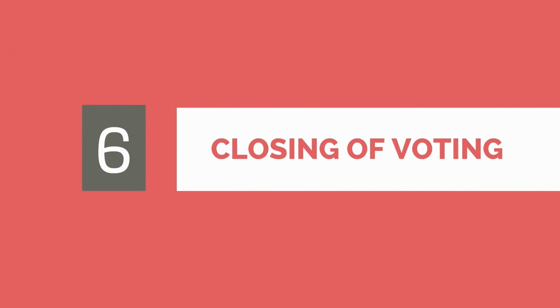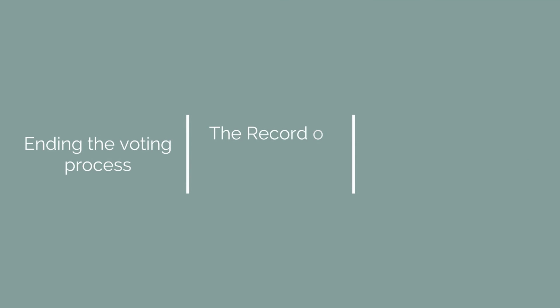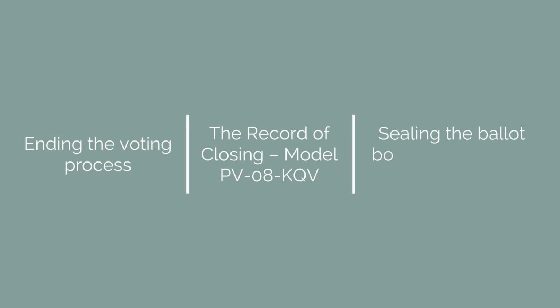Lesson 6. Closing of voting. Almost done now. In this lesson, we will go over ending the voting process, the record of closing, Model PV 08 KQV, sealing the ballot boxes, and the election materials box.